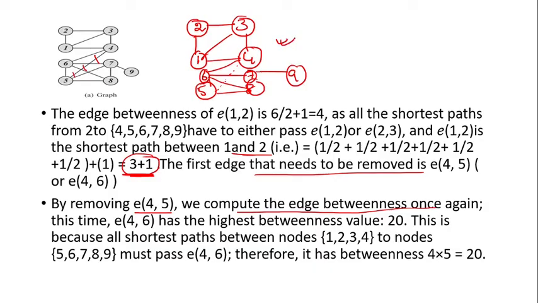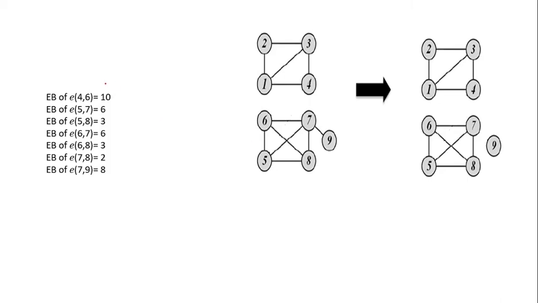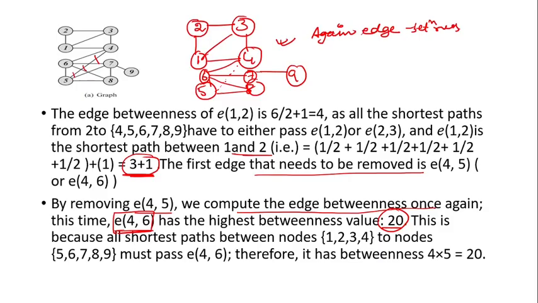Now it is a new graph. From this new graph, again you have to calculate the edge betweenness. Then if you calculate that, you will find that in the next iteration 4 6 has the highest edge betweenness, which will be 20. You calculate it, you will find it. Okay, and the remaining edge betweenness values are like this in the second iteration. That means 20 has to be deleted. So here 20 is 4 6. That means this edge has to be deleted.